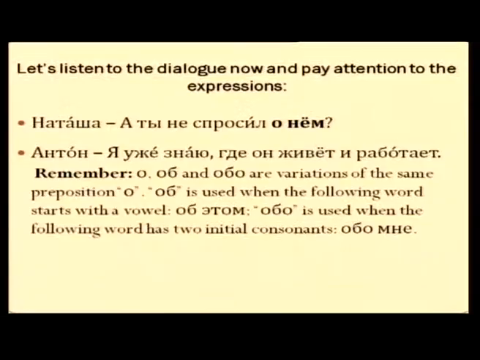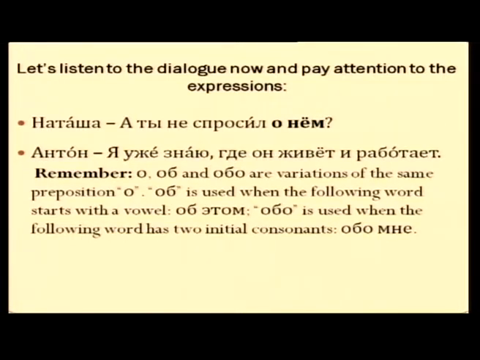Dear learners, these are the fundamental rules which we need to remember. Please pay attention to the slide and note it down. О, об and обо are variations of the same preposition о. Об is used when the following word starts with a vowel, as in the case of об этом. Here the next word is starting with a vowel э, that is why it has been changed into об этом. Обо мне, like we have used, will only be used when the word starts with two initial consonants, like мне.